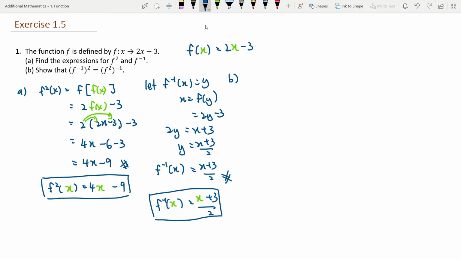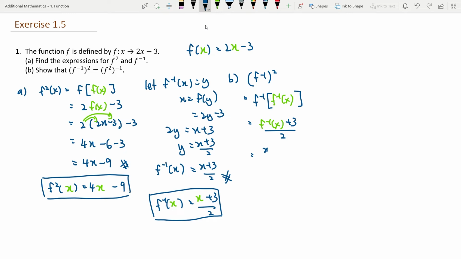B. Show that f inverse squared is equal to f squared inverse. In order to show that they are equal, we have to do them separately. First, we need to find f inverse squared. It means f inverse of f inverse. The function f inverse we already obtained in part A, which is x plus 3 over 2. Since our object is the inverse of f, we have the inverse function of f plus 3 over 2.